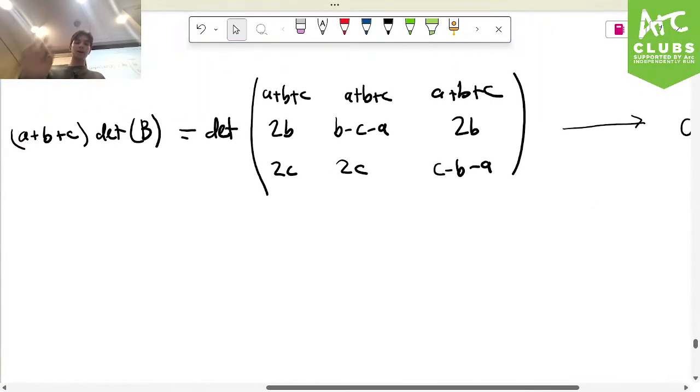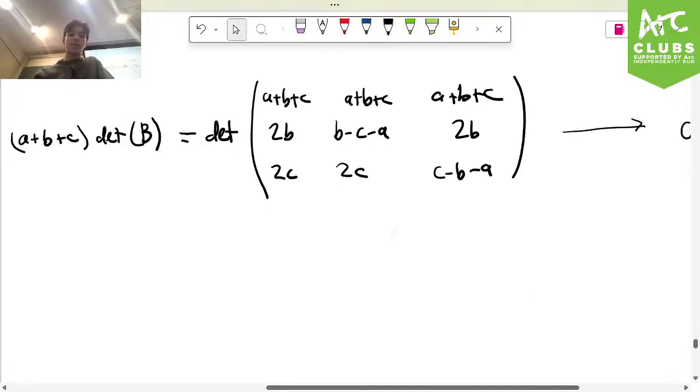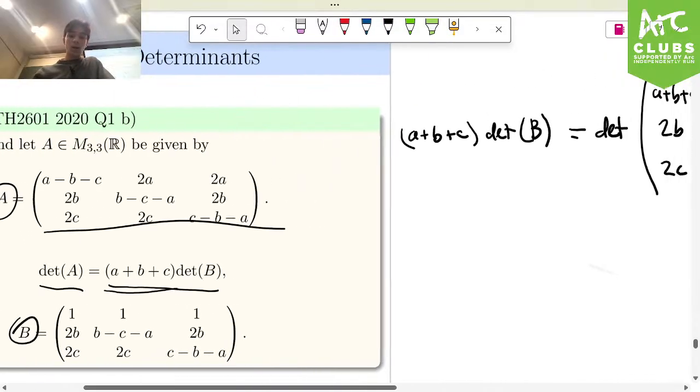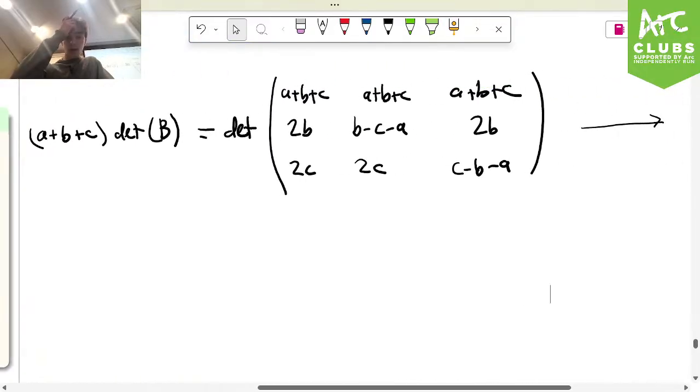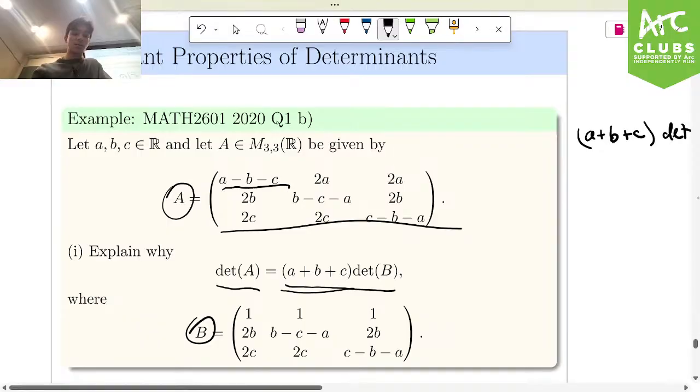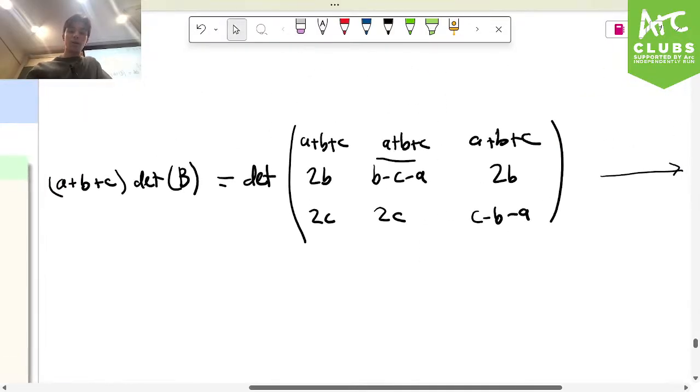Well, we know that applying elementary row operations, specifically adding a multiple of one row to another row, does not change the determinant. So we can fiddle around with that and see where that gets us, right? Specifically, we could try looking at that first column and noticing that A plus B plus C minus 2B minus 2C is going to get us exactly the term that we want to be there, A minus B minus C. And once we notice that, we'll see that the same applies for all of these terms as well.